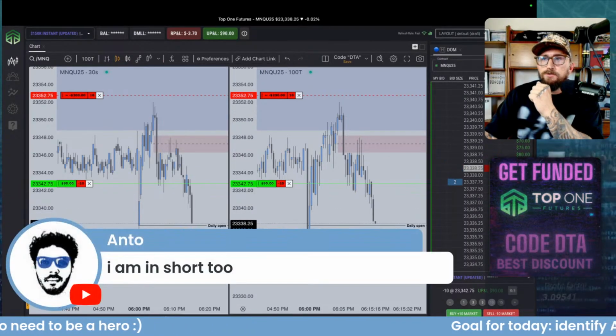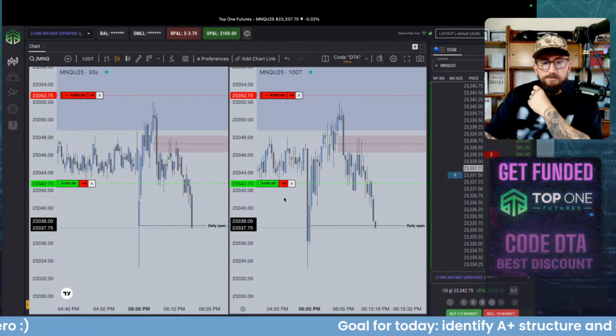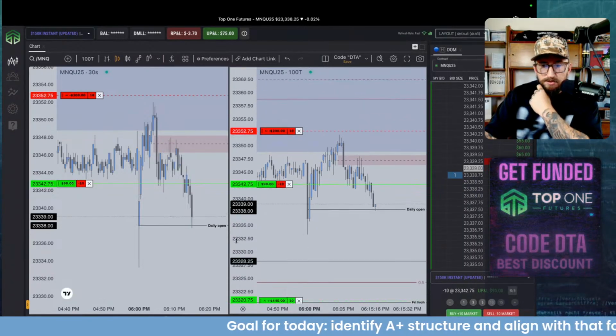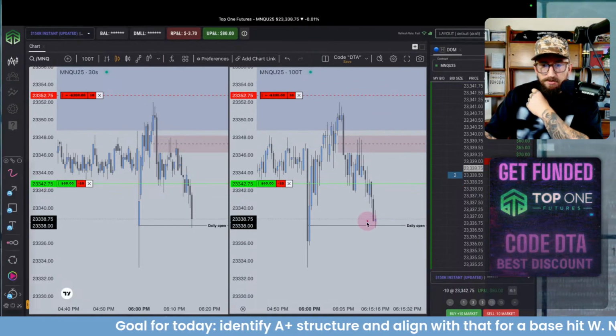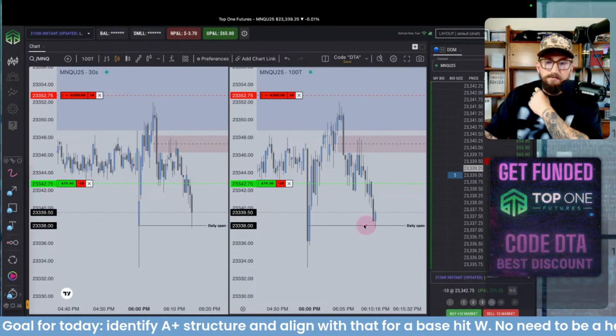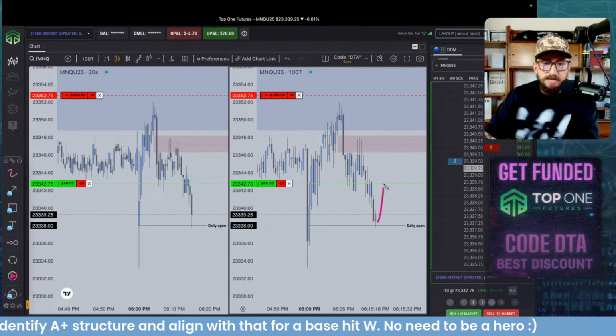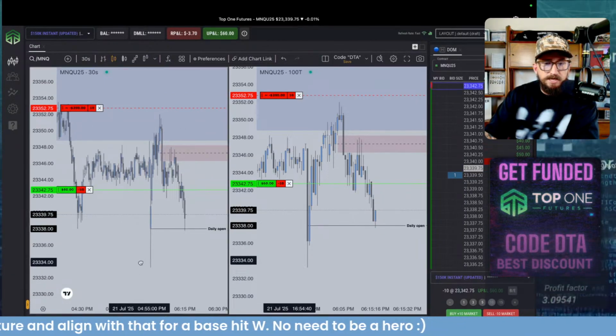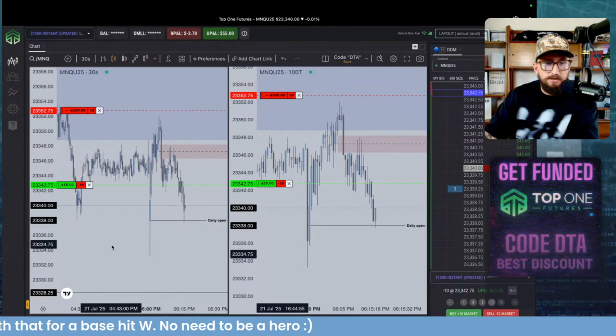Oh, nice. You're in the short too. Yeah, I'm liking this move so far. I think it's been pretty clean. This is the opening price, the daily open, so I'd be mindful of a rejection here. This can easily snap back. However, this first candle that we're starting to see push lower, it is a good indication.